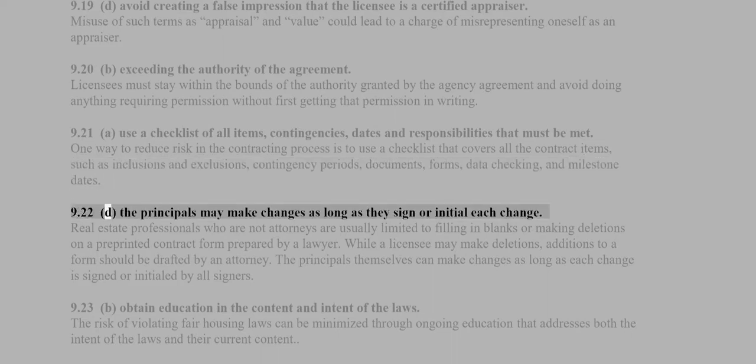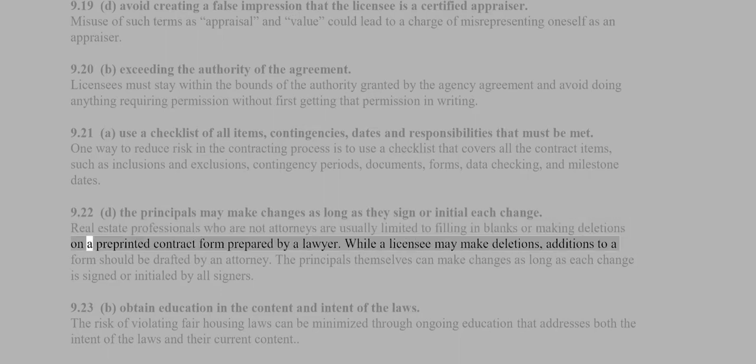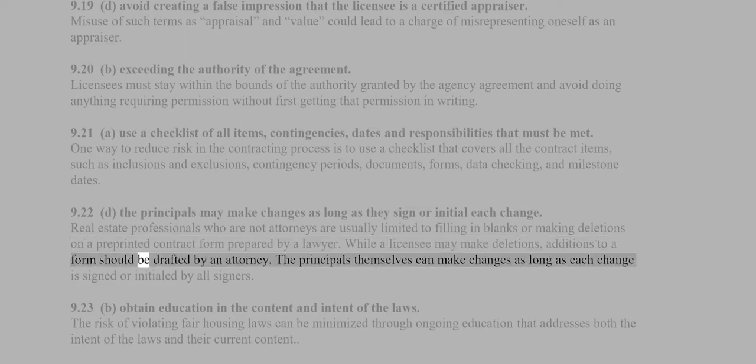9.22, d. The principals may make changes as long as they sign or initial each change. Real estate professionals who are not attorneys are usually limited to filling in blanks or making deletions on a pre-printed contract form prepared by a lawyer. While a licensee may make deletions, additions to a form should be drafted by an attorney. The principals themselves can make changes as long as each change is signed or initialed by all signers.